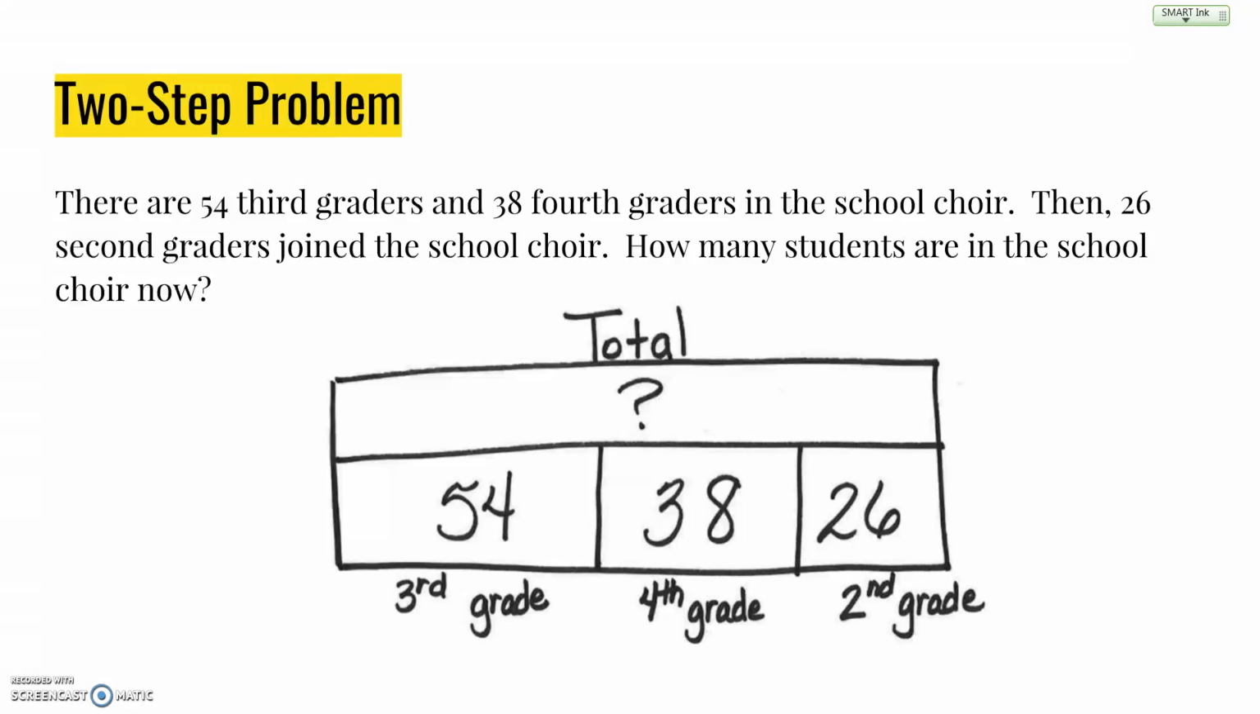And here's an example of a 2-step problem. There are 54 third graders and 38 fourth graders in the school choir. Then 22 second graders join the school choir. How many students are in the school choir now? So to solve this, if they were just doing the equations, they would add 54 plus 38 and arrive at an answer of 92. Sorry, I'm doing it in my head. And then they would take that and add the 22 to it to get their final answer.